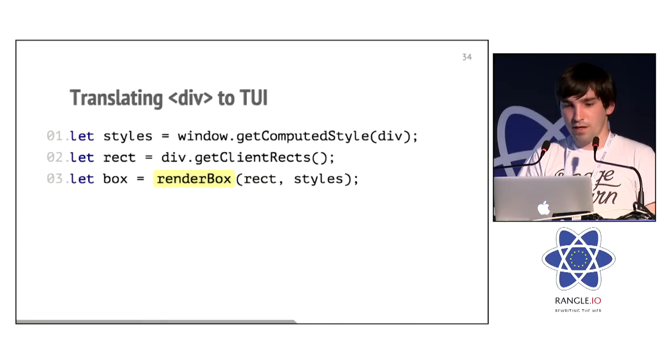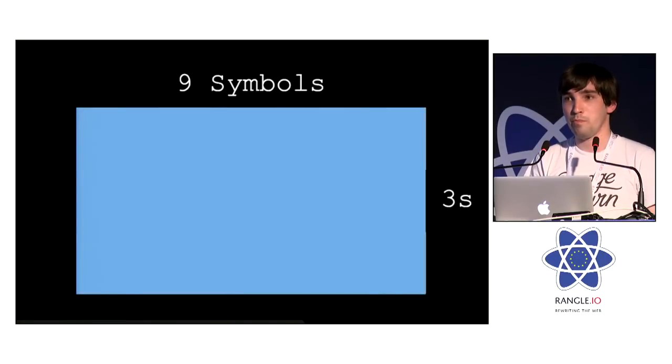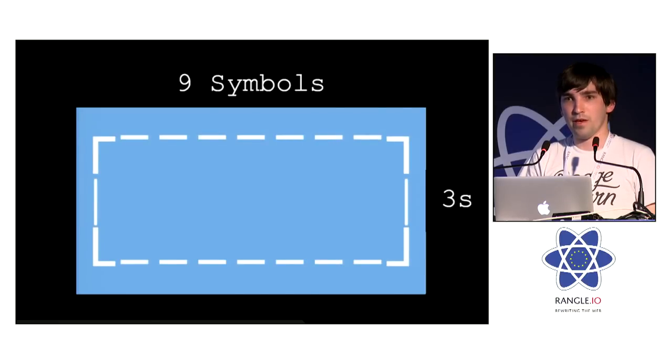Basically, first, I'm just measuring this box using getComputedStyle and getClientRect, then I'm taking styles, then I'm rendering this box of text somehow. What I'm doing is I have an array 9 by 3, and I'm filling it with just blue boxes. Then I'm rendering the border, so I know that the top border has a width of 1 pixel and has the color white, so I'm just drawing this line and so on for the other borders. So I can just skip the right or left border and reuse CSS rules for that.